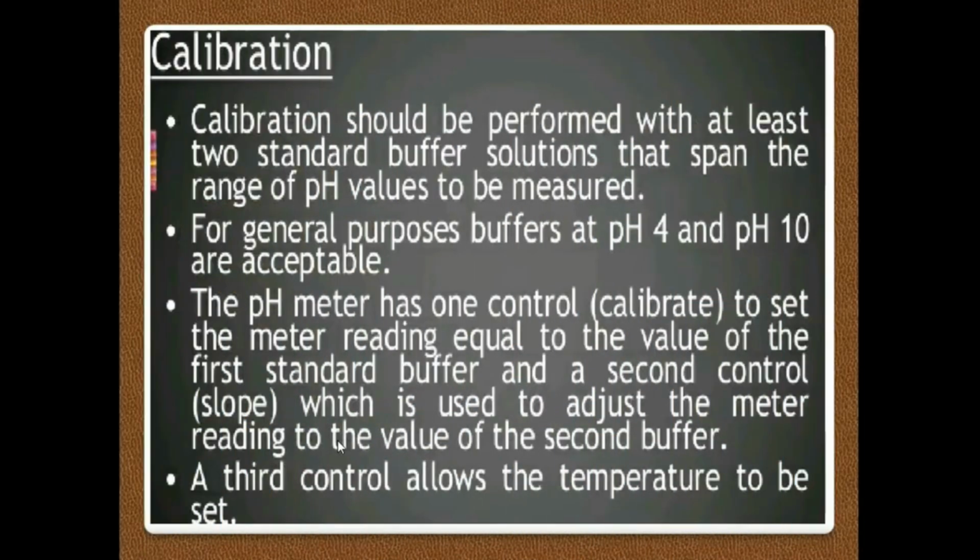Calibration of the pH meter should be performed with at least two standard buffer solutions that span the range of pH values to be measured. For general purposes, buffers are at pH 4 and pH 10. Both are acceptable for this kind of calibration. The pH meter has one control that is calibrated to set the meter reading equal to the value of the first standard buffer, and a second control, the slope control, which is used to adjust the meter reading to the value of the second buffer. The third control allows the temperature to be set.